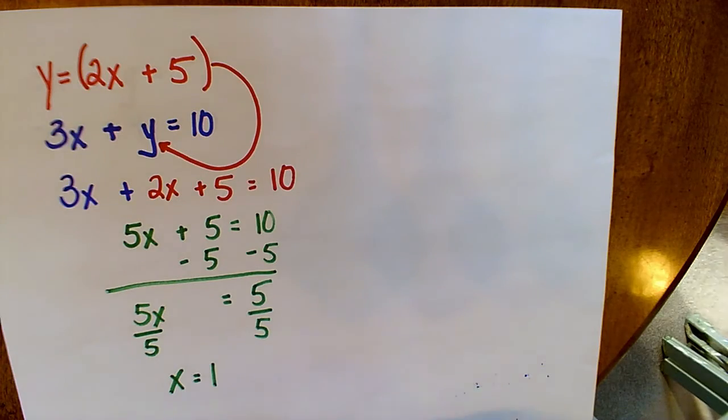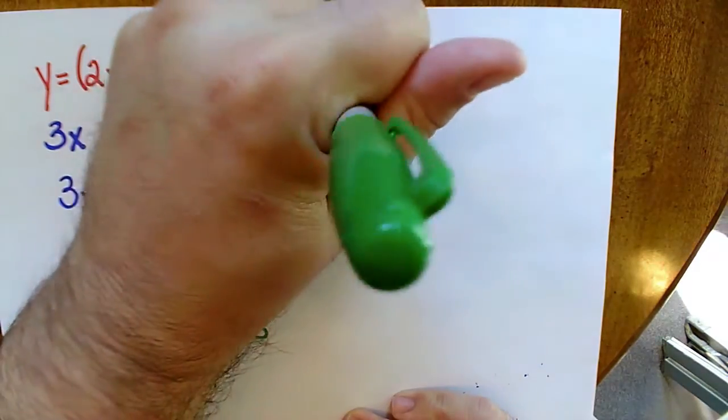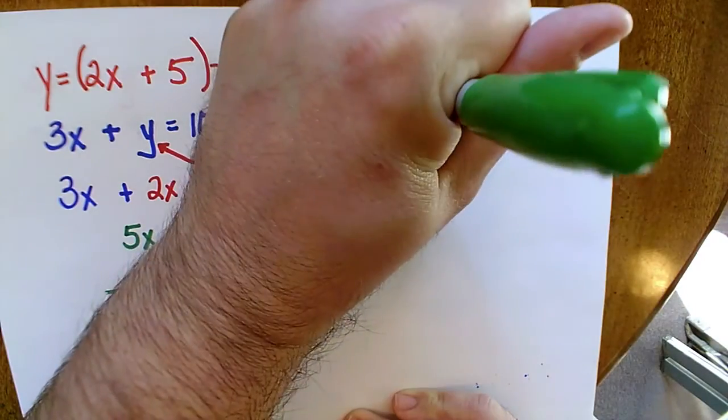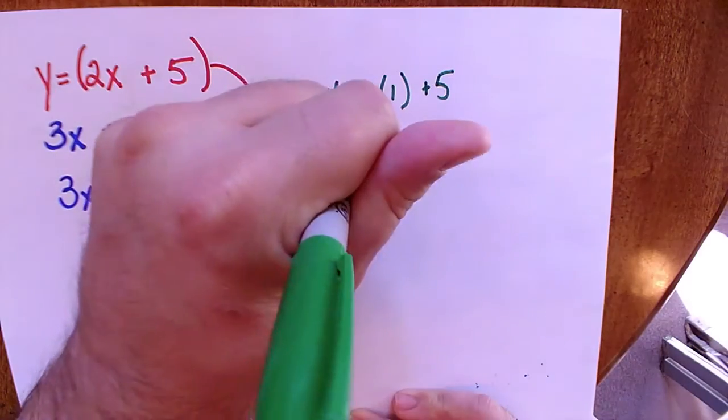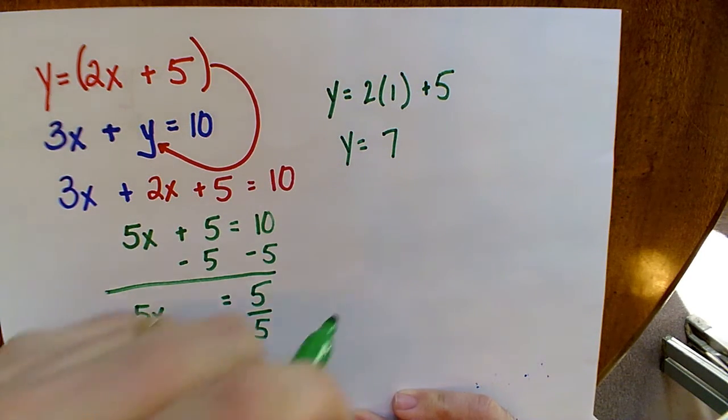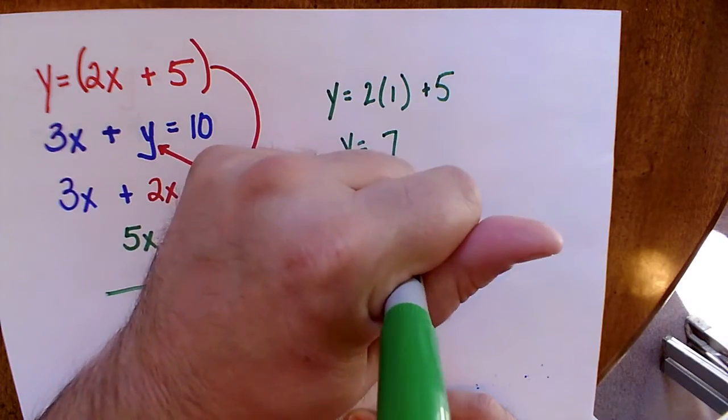Now we have to take that x equals 1 and plug that in to find our y. So we have y equals 2 times 1 plus 5. Y equals 7. 2 times 1 is 2, 2 plus 5 is 7. So our solution is 1, 7.